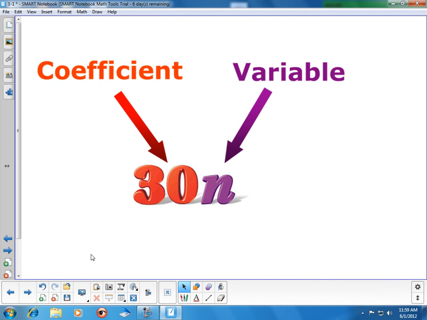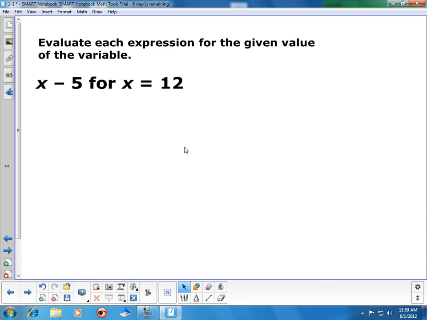Alright, let's take a look. In this slide, you'll see the difference between the coefficient and the variable. The coefficient is going to be the number, and the variable is typically the letter that is attached to the number. Let's take a look at our first example. The directions say evaluate each expression for the given value of the variable. Now this one right here says x minus 5 for x equals 12.